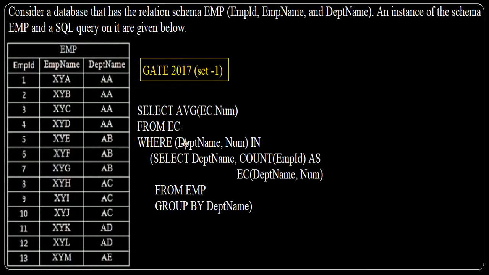Okay, so here's the execution of the query. Select average ec.num. Okay, what is ec now? Come here. We have a subquery here, and let's execute this subquery first. In order to solve this question, we need to have a subquery execution first.